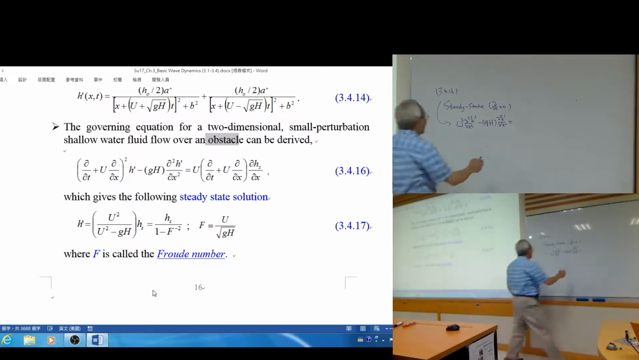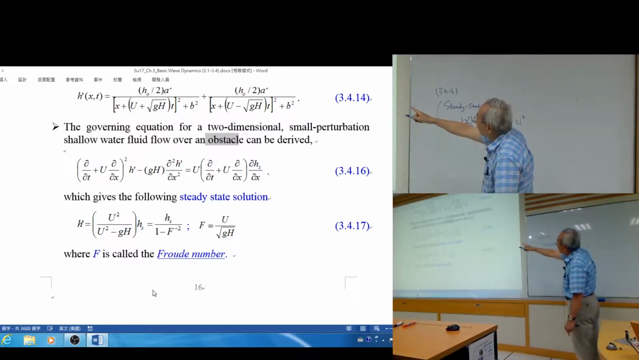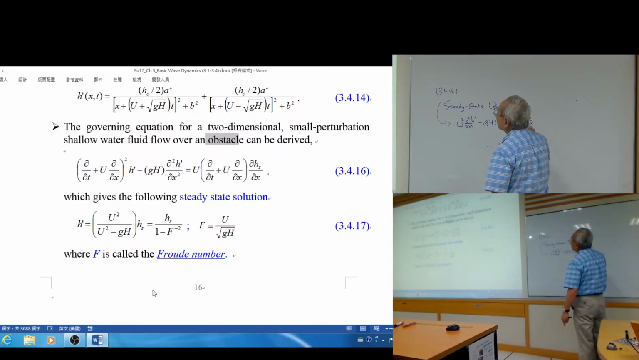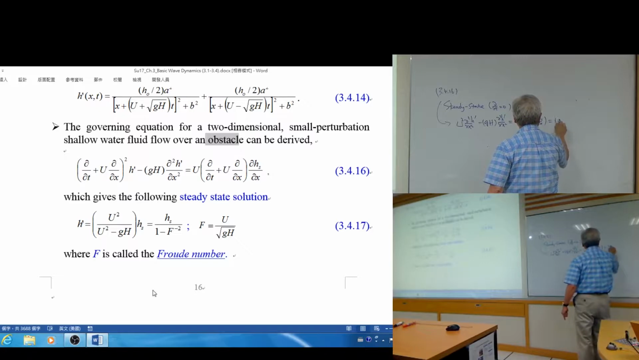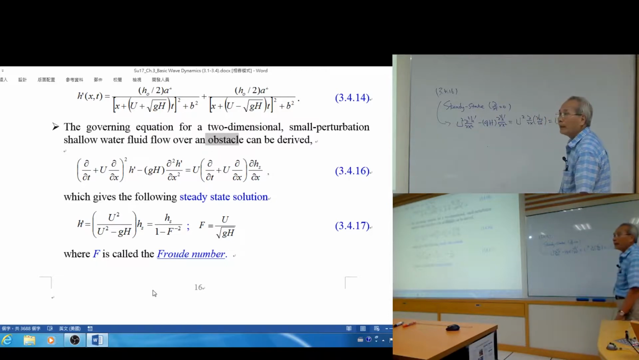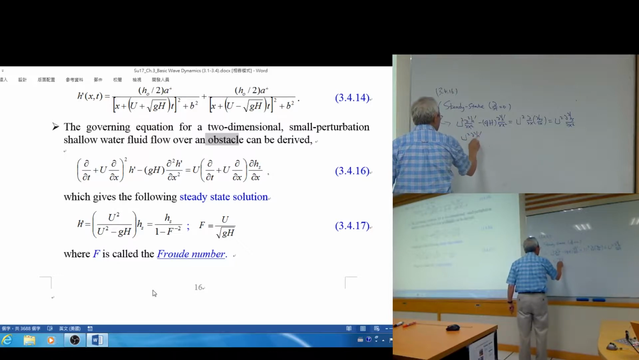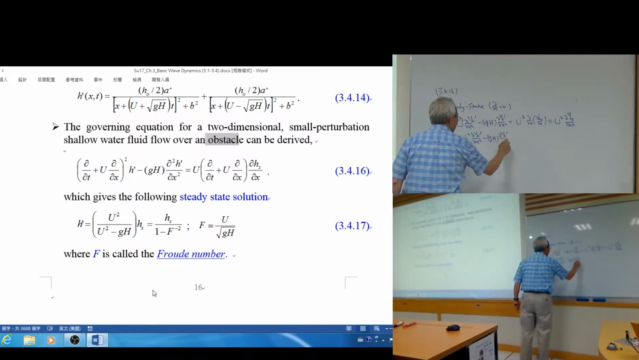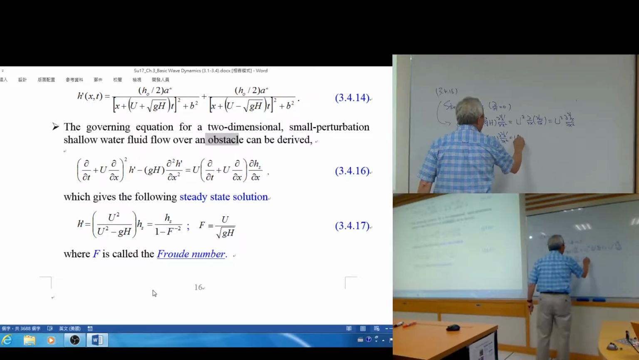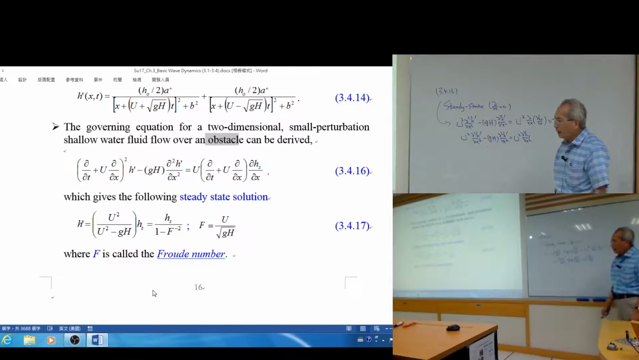So then it becomes u square, and then partial x, and then partial h sub s, partial x. So this actually becomes u square, partial square h sub s, partial x square. In other words, we have u square, partial square h prime, dx square, minus gh, partial square h prime, dx square, equals u square, partial square h sub s, dx square.